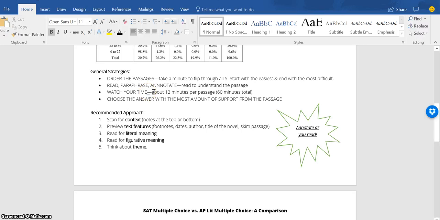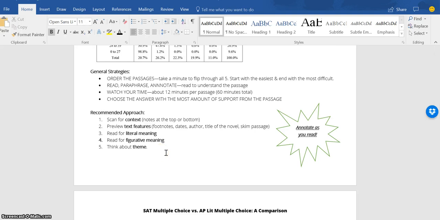And whenever you're thinking about which answer choice you want to go with, choose the answer with the most amount of support from the passage. Okay, remember that if you understand the passage, then you will do well on the multiple choice. So here's the recommended approach that I have for you in terms of how to break down and understand these passages before you start on the multiple choice.